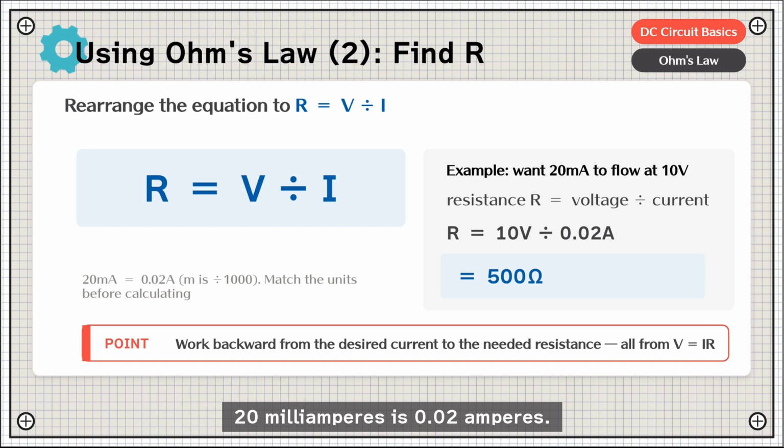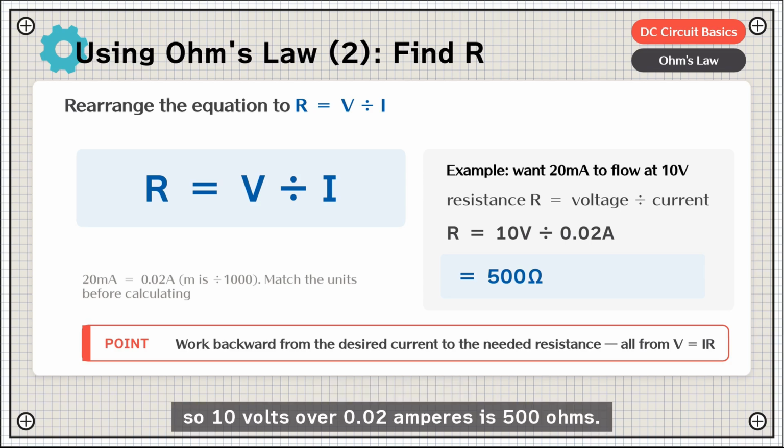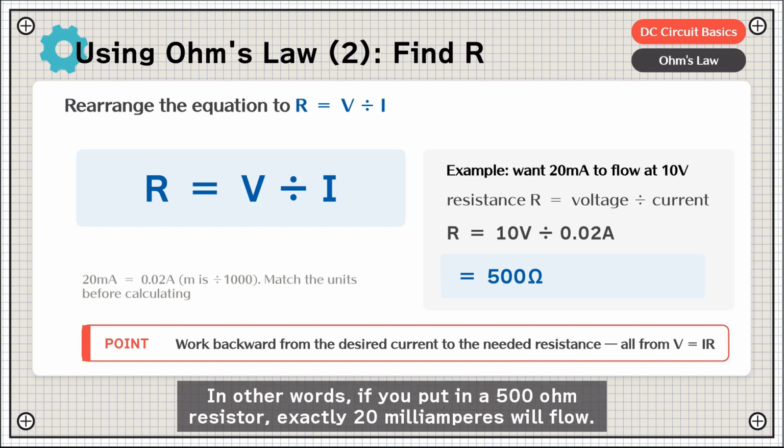20 milliamperes is 0.02 amperes. The resistance you need is voltage over current. So 10 volts over 0.02 amperes is 500 ohms. In other words, if you put in a 500 ohm resistor, exactly 20 milliamperes will flow.